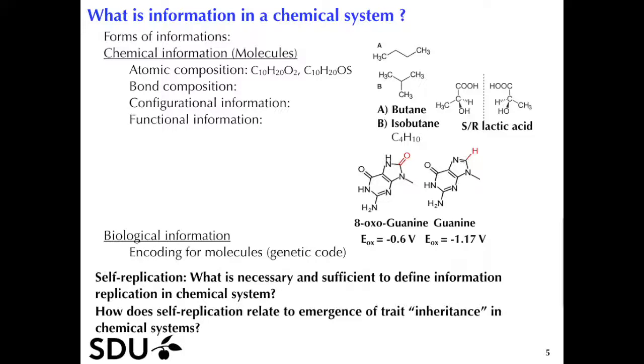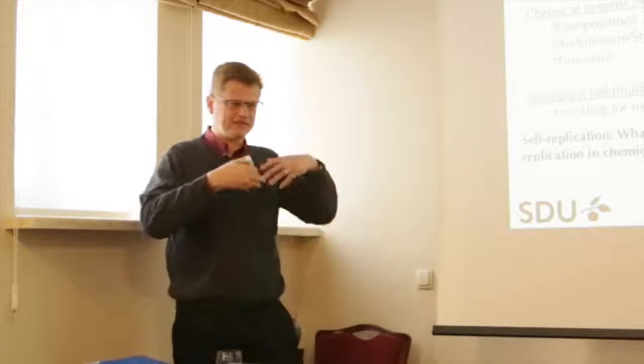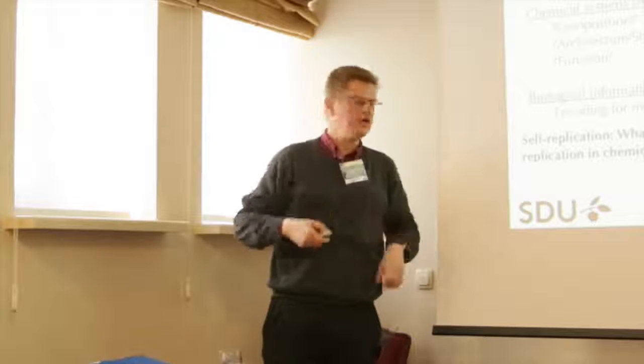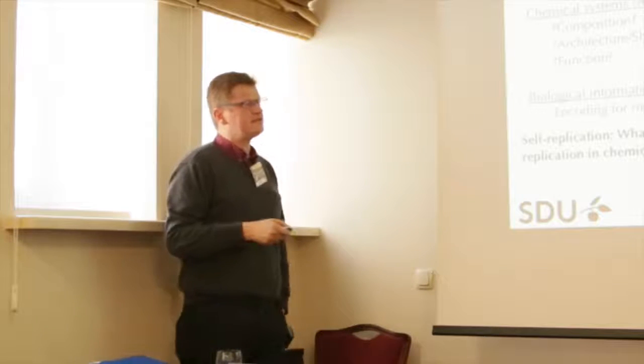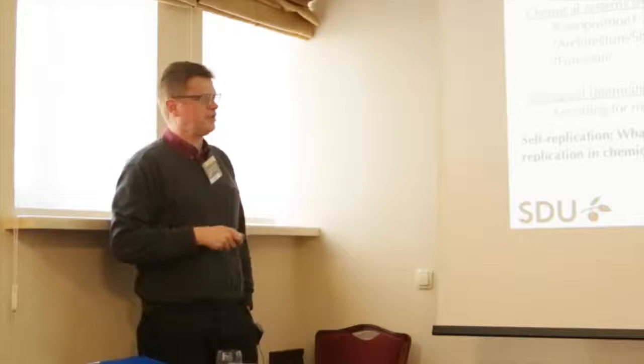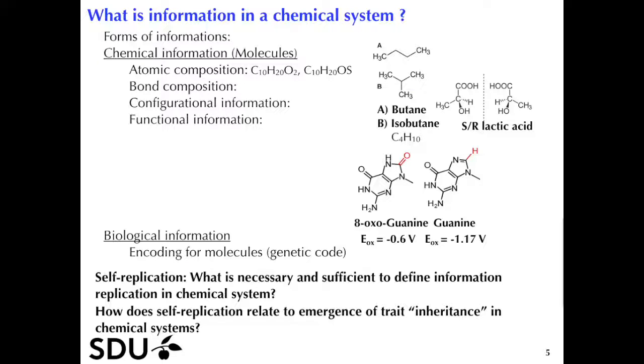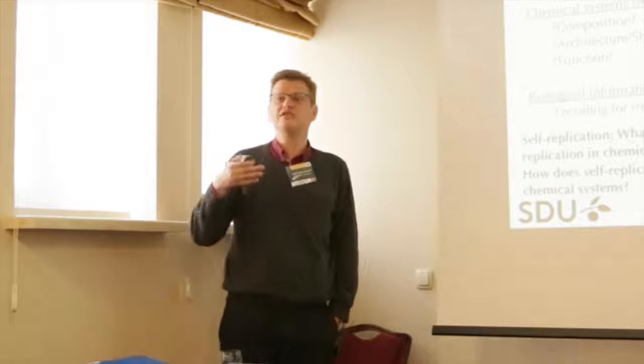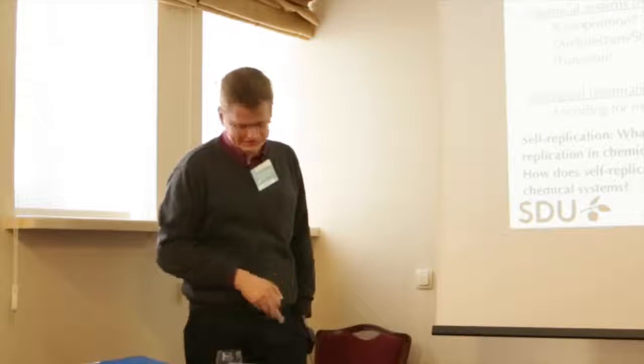And we are interested in this case in saying, well, those systems are built to somehow be able to self-replicate and transmit their property and get enriched over the generations, and what is necessary and sufficient to define information replication in chemical systems. And I'm not saying I have an answer to that question today. How does self-replication, which is an important process that we are interested in chemical systems, relate to the emergence of trait inheritance? That's another problem. We're just starting to scratch the surface.